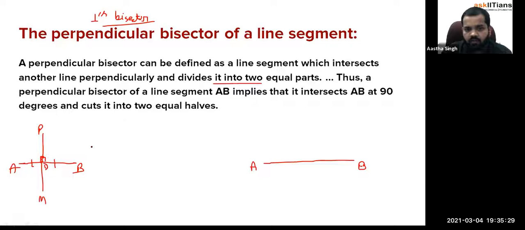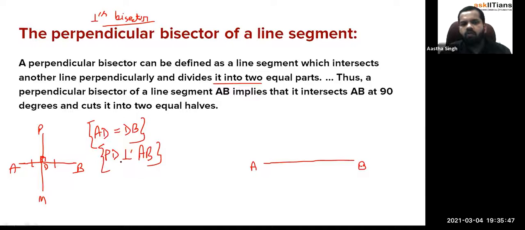Suppose the intersection point is D. So AD will be equal to DB, and PD will be perpendicular to AB. This is what perpendicular bisector means. It will be perpendicular and also bisect. It means it will divide that line into two equal parts.